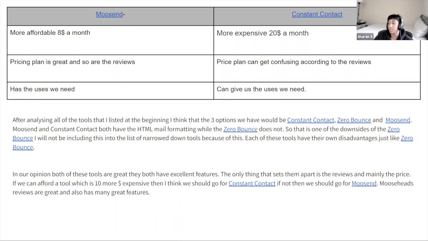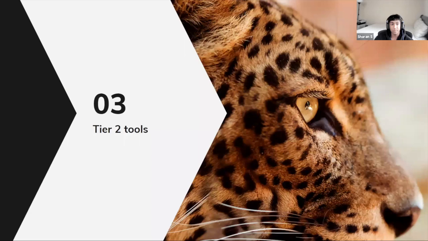The only thing that sets them apart is the reviews and mainly the price. If we can afford a tool which is $10 more expensive, then I think we should go for Constant Contact. If not, we should go for MooseSend. MooseSend reviews are great and it also has many features. So now Narav will do the tier 2 tools.